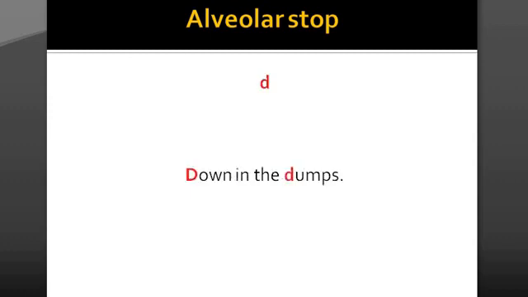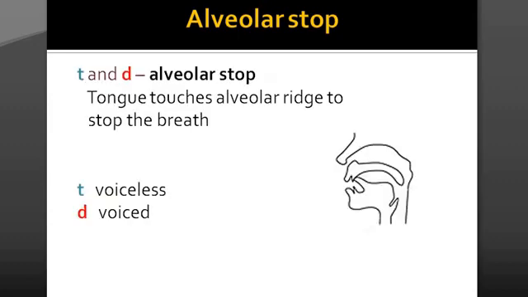And a sentence with d. Say it with me. Down in the dumps. Okay, this is another idiom. Dump is where you put the trash, the garbage. So you feel down in the dumps. It means, oh, I feel so bad. I feel like garbage, like I belong in the garbage, or my life is garbage. I feel down in the dumps. So these sounds are what we call alveolar stops.